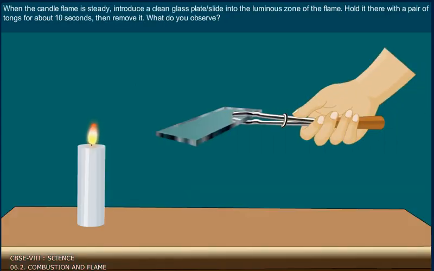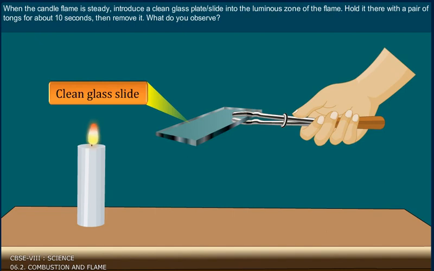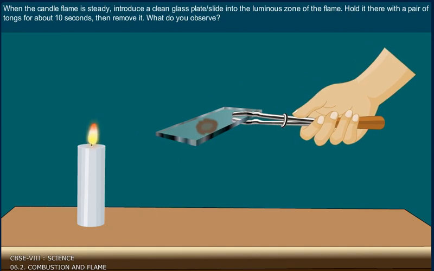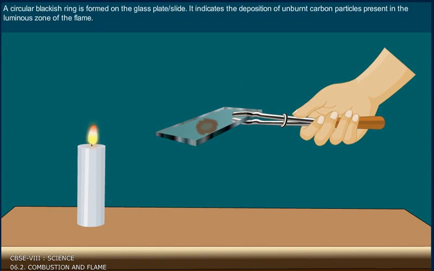When a candle's flame is steady, introduce a clean glass plate or slide into the luminous zone of the flame. Hold it there with a pair of tongs for about 10 seconds. Then remove it. What do you observe? A circular blackish ring is formed on the glass plate or slide. It indicates the deposition of unburnt carbon particles present in the luminous zone of the flame.